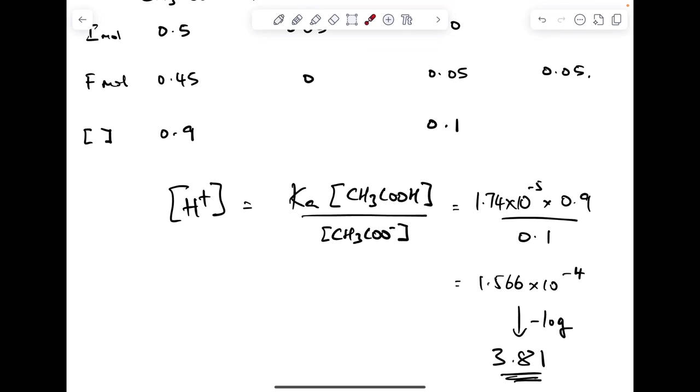Now I did say I'd come back to why you can use the moles rather than the concentrations. It's basically because everything's in the same volume. So you'd be dividing both of these by 0.5. So the concentration ratio is the same as the mole ratio.